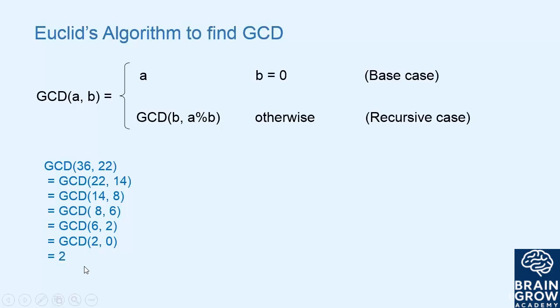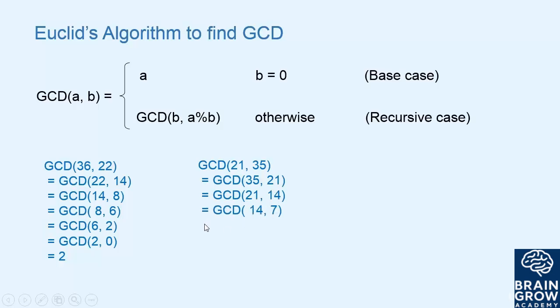So GCD is equal to 2. Now suppose we have to find GCD of these two numbers. This will be equal to GCD of 35 and 21, because 21 modulus 35 is 21. This 35 comes from here. This is equal to GCD of 21 and 14, because 35 modulus 21 is 14.